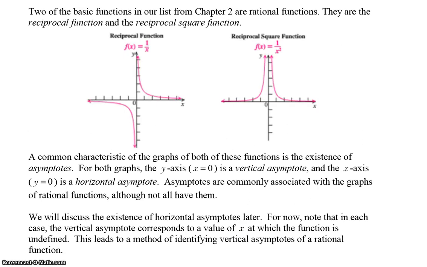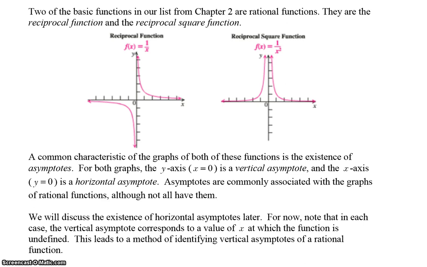We actually have already encountered some rational functions back in Chapter 2. Two of the basic functions in our list from Chapter 2 were rational functions. We had this set of basic or elementary functions that we used, especially when we were dealing with transformations of functions. And these are two that appeared in the list. They are the reciprocal function f of x equals 1 over x and the reciprocal square function f of x equals 1 over x squared. These are both rational functions.